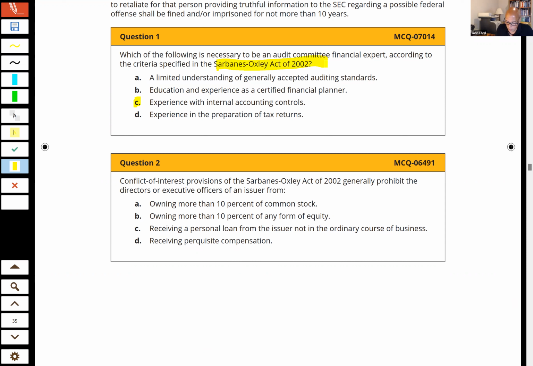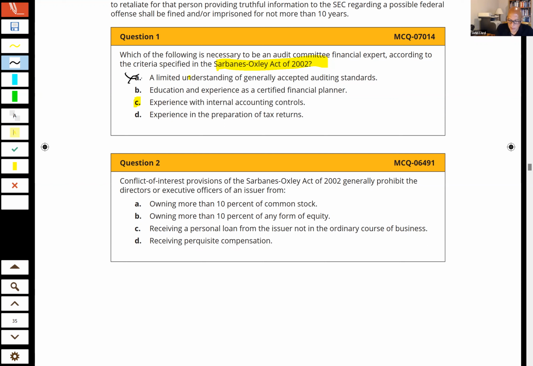Financial reporting and requirements for the audit and being involved in the audit committee and that sort of thing. So you just take a look, and when they talk about a financial expert, we wouldn't want a limited understanding. We'd want what? A thorough understanding of auditing standards.